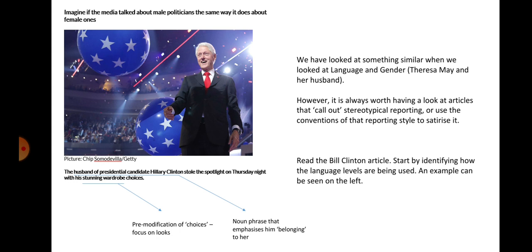So the examples here, for example, pre-modification of choices, so focus on looks. So stunning wardrobe is pre-modification. It changes the word choices, and it's the focus on how he is dressed more than anything else. It could be any, he makes lots of choices. The fact that it focuses on how he looks is worth noting there. And the fact that he is described with the noun phrase husband of presidential candidate Hillary Clinton. Notice that he is not Bill Clinton, he is belonging to her in this instance. The article's quite short, so give it 10 to 15 minutes between reading and annotating.